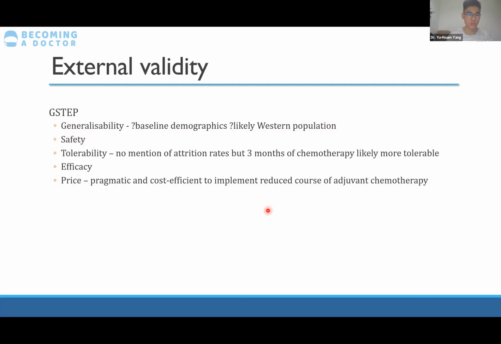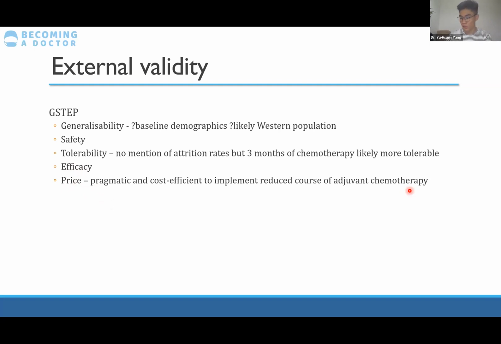So when you comment on the external validity of a study, use the mnemonic G-step. I would say generalizability. So I'd want to know about the baseline demographics, likely Western population, as I mentioned. The tolerability, there's no mention of attrition rates, but I think 3 months of chemotherapy was likely more tolerable than 6 months. And in terms of efficacy and price, so efficacy, both the intervention and control were as efficacious. They were non-inferior to each other. The price of the intervention, so it's probably more pragmatic and cost efficient to implement a reduced course of adjuvant chemotherapy over 3 months, as opposed to 6 months.